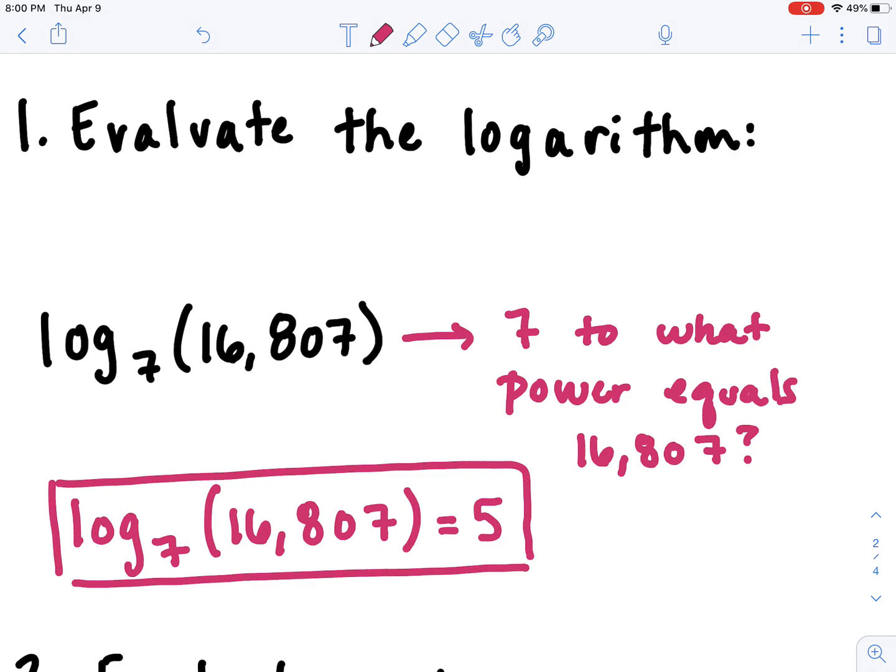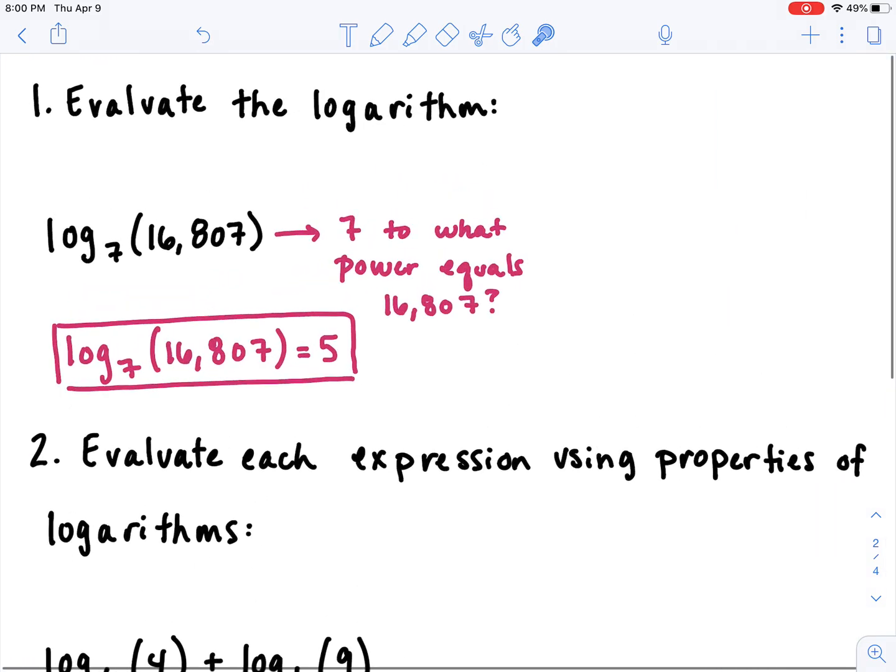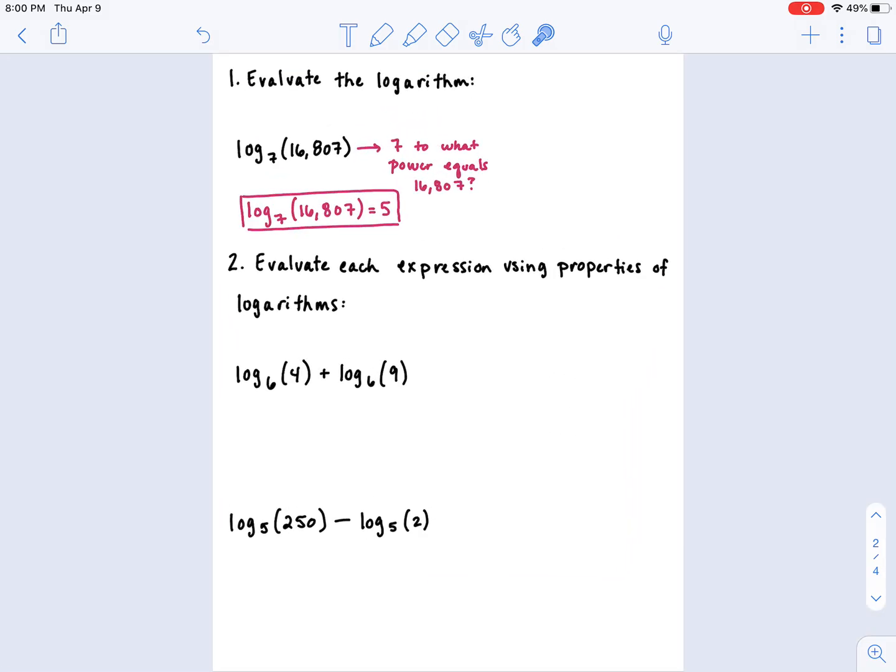Okay, so that's evaluating logarithms. Hopefully that's coming back. Always come back to this question: the base to what power equals the answer number? All right, so zooming out. Next, we're going to go into using the properties to evaluate expressions with logarithms. And we're just going to use the product property and the quotient property for this review.